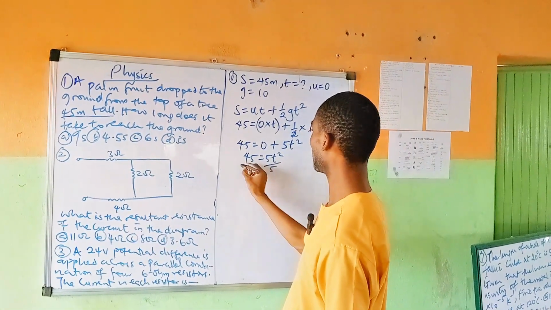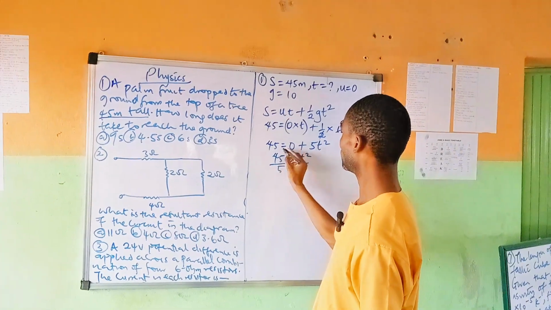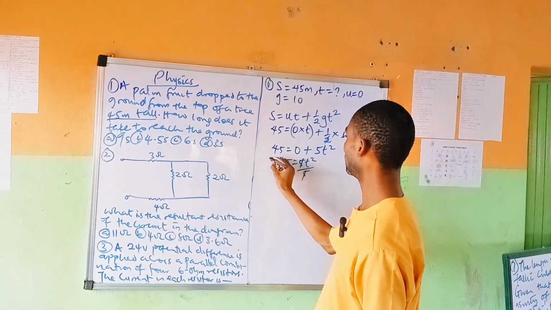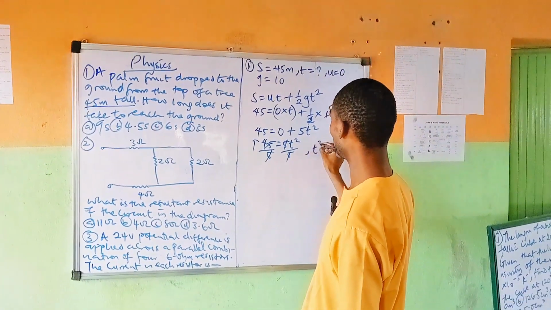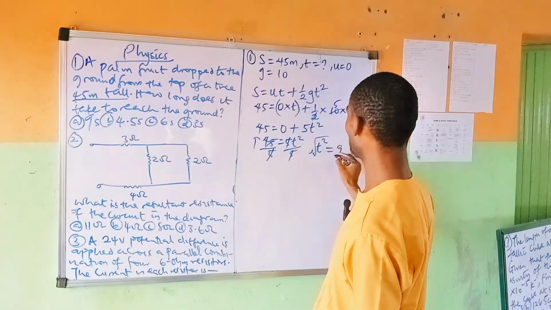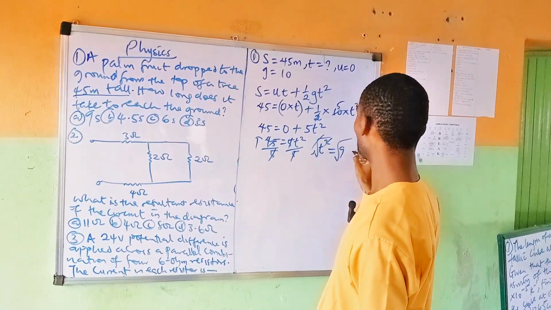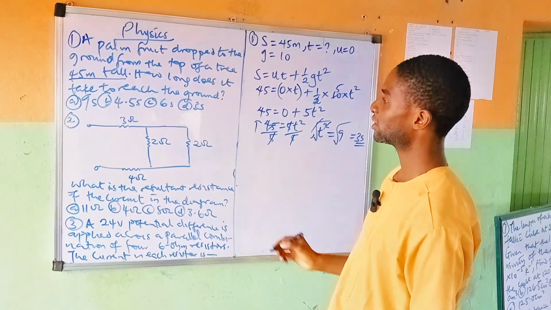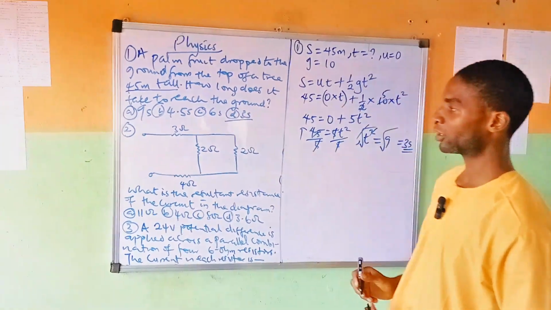Divide both sides by 5. 45 divided by 5 is 9. So you have t squared equal to 9. So you find the square root of both sides. And the answer is 3 seconds. That's the answer. Therefore, D is the correct answer.